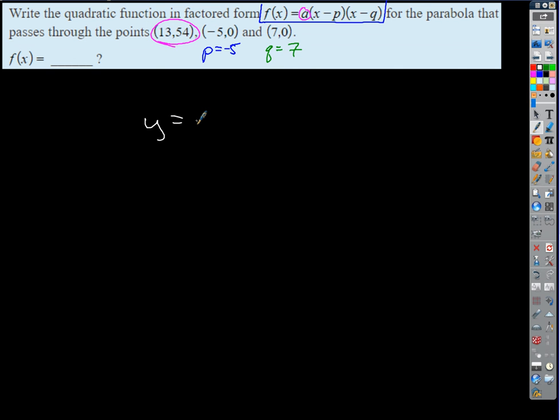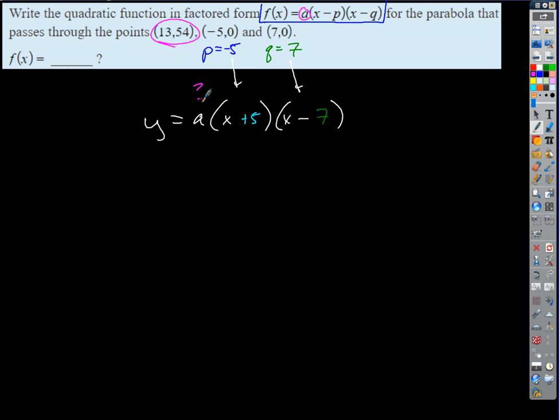Y equals A times x minus -5. Well, that's just x plus 5, right? So that's where we use that one, times x minus 7, right? So that's where we use that one. But now I got to solve for A.